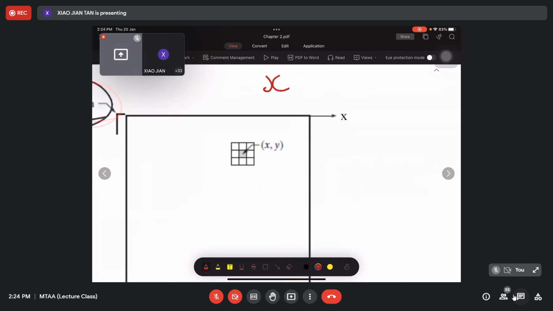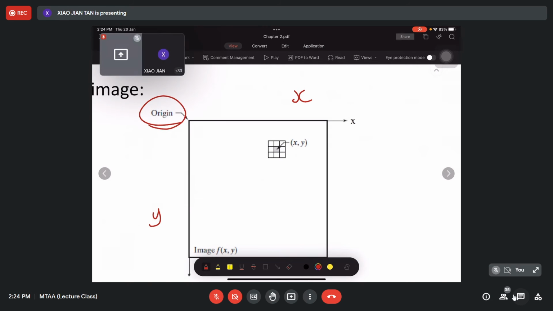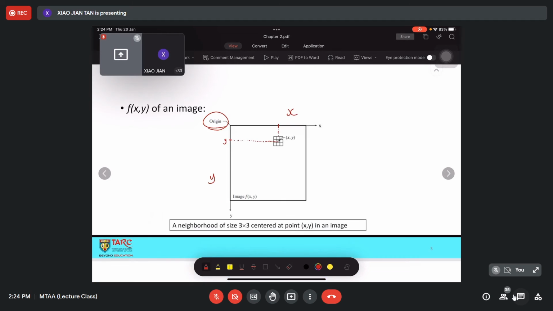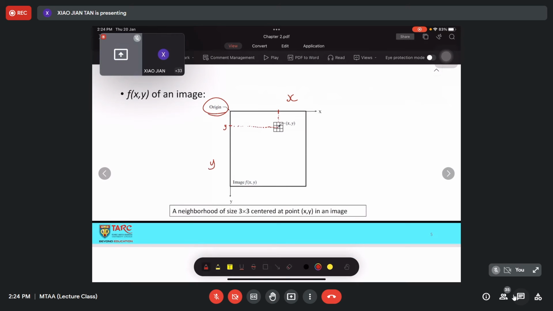For a particular coordinate, you can call it the x value here, and the y value here. That is how you get the coordinate, like the Cartesian plane, exactly like what you learned last time. So a neighborhood of size 3 times 3 centered at a point x, y in an image.